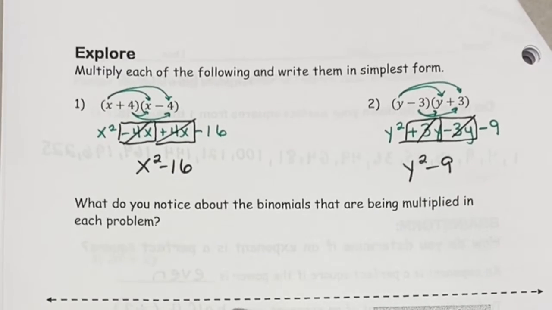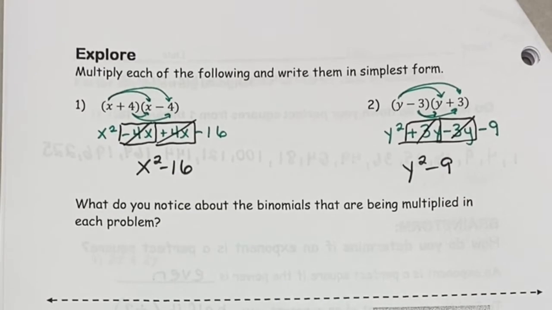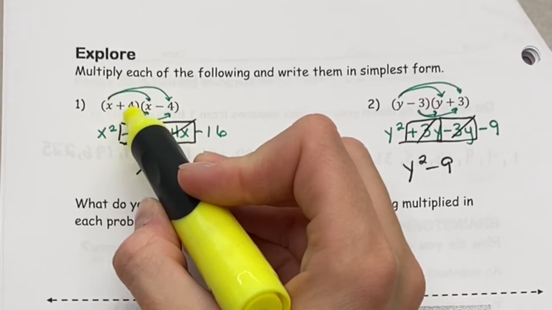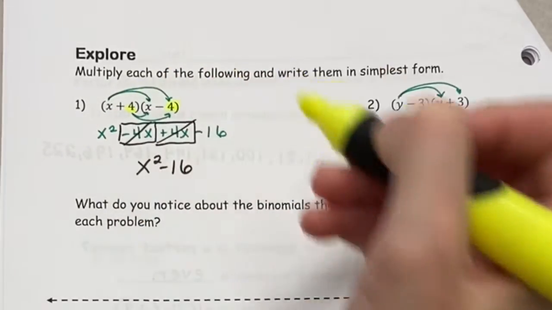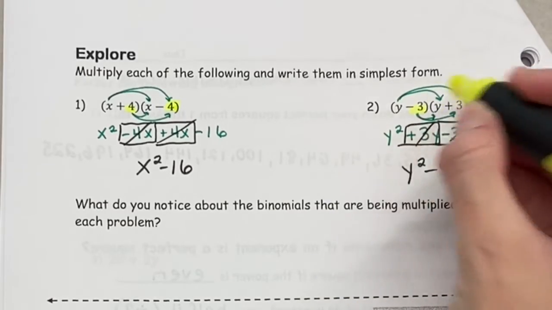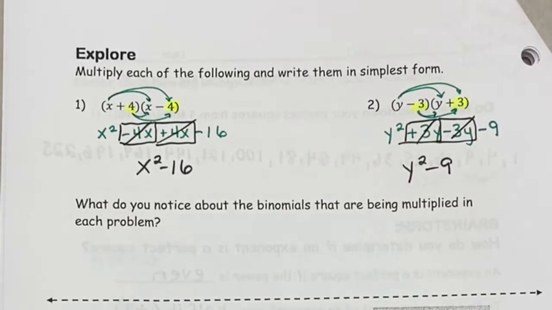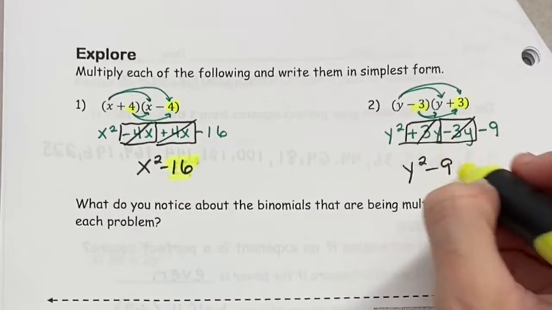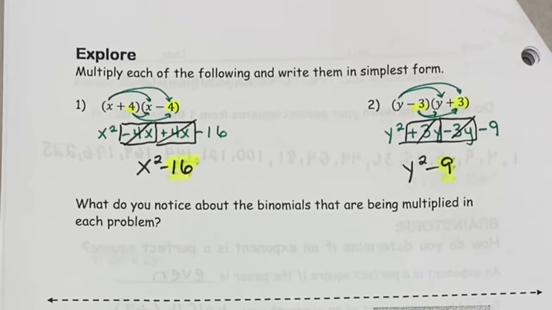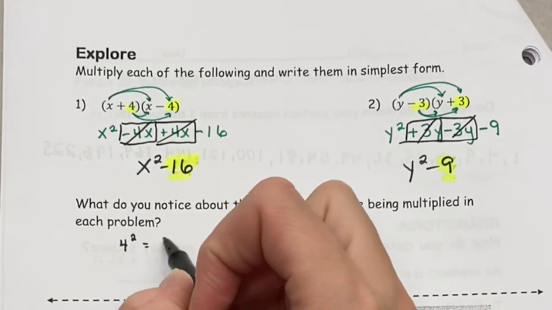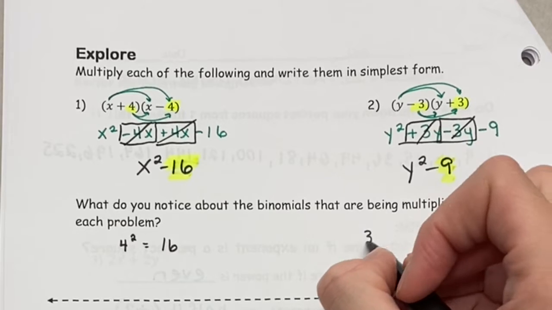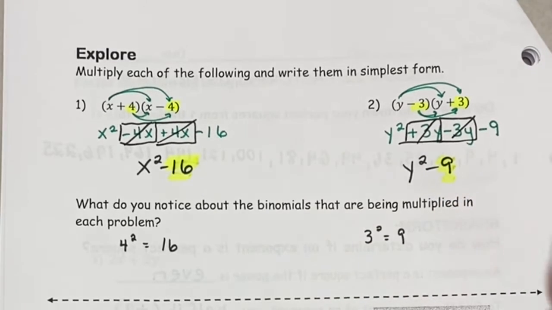So what do you notice about the binomials that are being multiplied in each problem? Well, here I have x plus 4 times x minus 4. So it's the same number being multiplied there. Here I have y minus 3 and y plus 3. And do you notice anything about what's in the binomials and then what you get as the result? Well, here I notice that if I have 4 squared, it gives me 16. If I have 3 squared, it gives me 9.